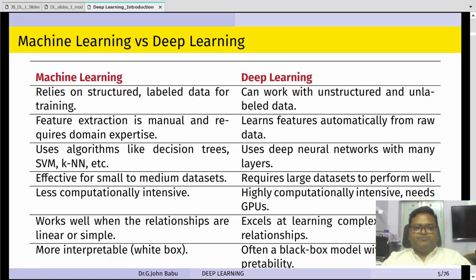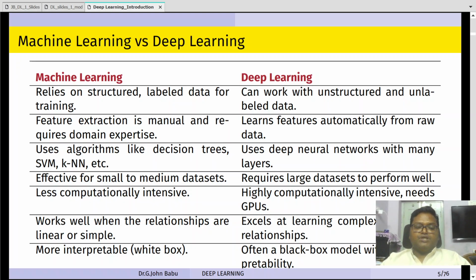In machine learning, feature extraction is manual. You have to tell what the feature is. For example, you are classifying a dog. You should tell what the characteristics of a dog are, what the characteristics of a cat are. You have to tell manually. That means you need domain expertise to tell which is a dog and which is a cat. Whereas in deep learning, the features are automatically learned by the model from the raw data.